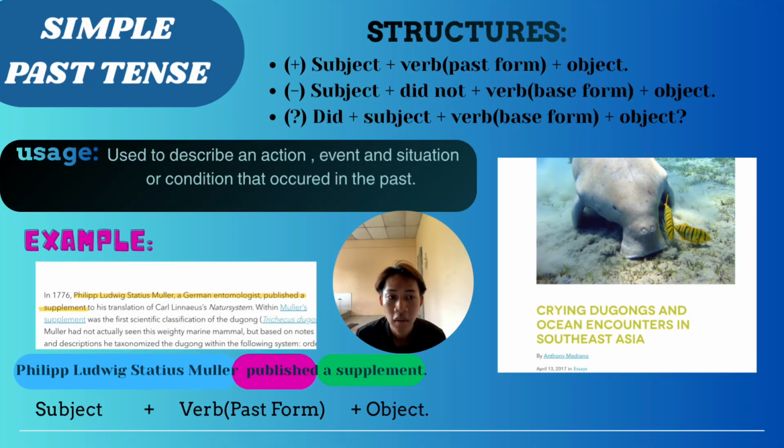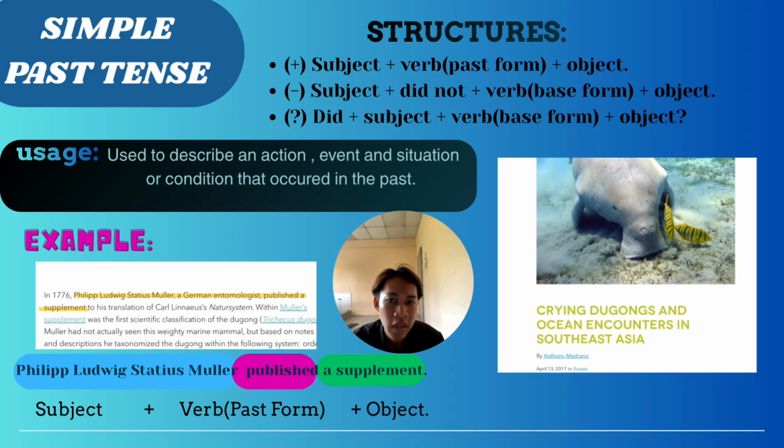Hello everyone. Let's talk about the simple past tense. One of the most common tenses we use to talk about things that happened before now. First, what do we use it for? We use the simple past tense to describe an action, an event, or a situation that started and finished completely in the past. Now, let's look at its sentence structure.